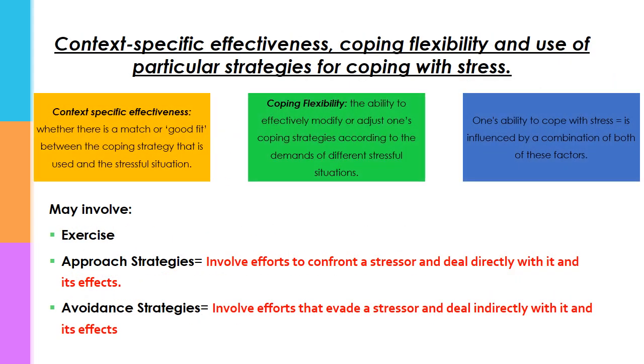Okay, so context-specific effectiveness, coping flexibility, and the use of particular strategies. I've seen lots of questions about exercise, approach, and avoidance strategies, but I haven't seen that much about context-specific effectiveness and coping flexibility. That makes me a little bit nervous, so just make sure that you know what these things are, okay? And make sure you can apply them to a scenario.